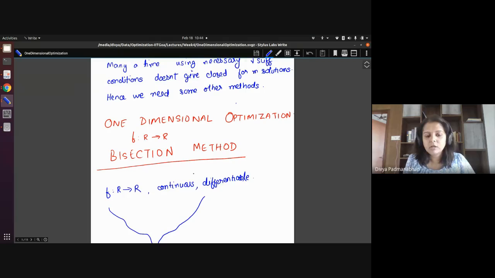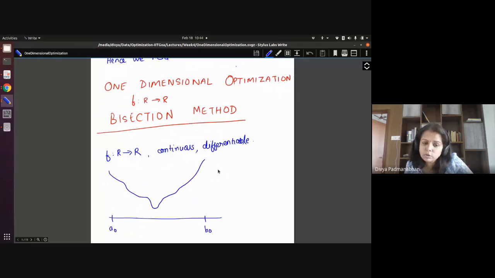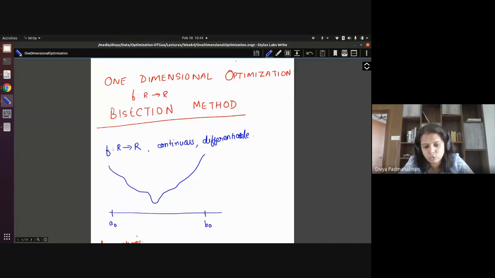Suppose the function is continuous and differentiable. We are trying to find a point with the gradient 0. That's what the local optimum condition tells you. So let's just see what we could do. To start off, suppose somebody told you that this is a function you want to optimize. You want to find the minimum point of this function, and the minimum lies in some interval a0 b0. So for some x in this range a0 b0, you are guaranteed to find a local optimum point.